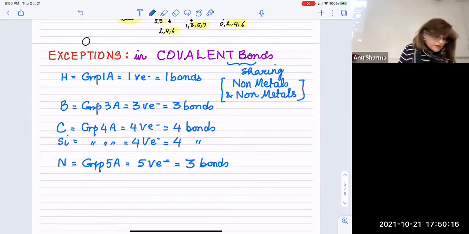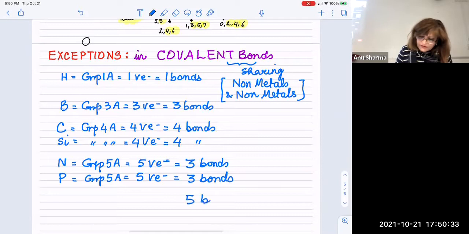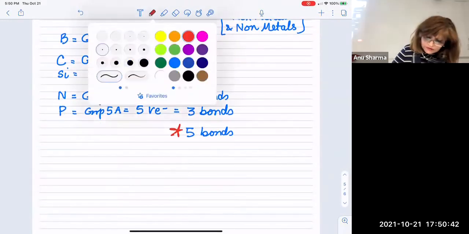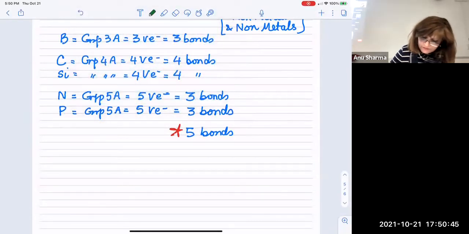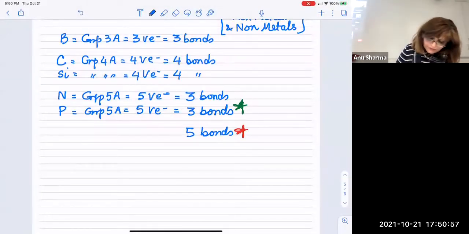Okay, but the worst is here, phosphorus. Phosphorus is also in group 5A. It has 5 valence electrons. It can make 3 bonds all the time, yes, but it can also make 5 bonds. Now, in what condition it makes 3 bonds and what conditions it makes 5 bonds, we will look at that. So I'm going to just put a star here, so you know when it's making 3 bonds and when it's making 5 bonds, we will look into this.